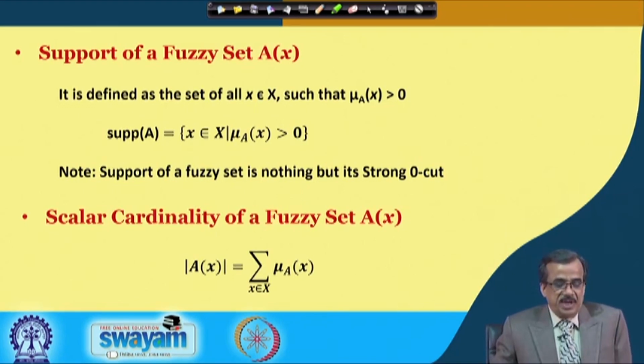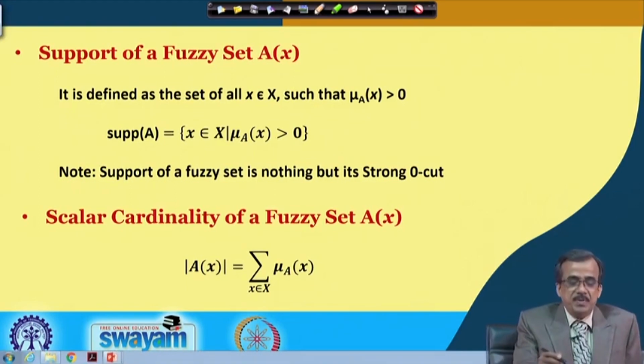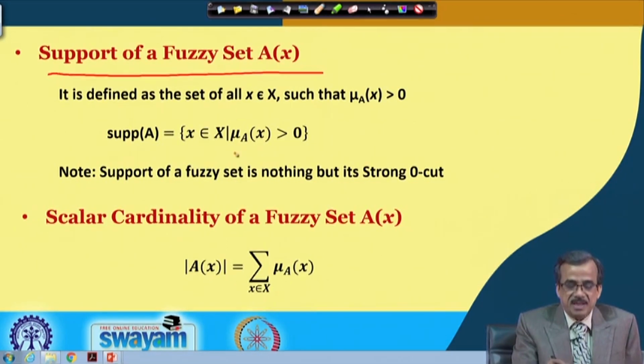Now, we are going to define another term, and that is known as the support of a fuzzy set. Let us see what we mean by the support of a fuzzy set. By definition, the support of a fuzzy set A(x) is nothing but x belongs to the universe of discourse, that is capital X, such that mu A(x) is greater than 0.